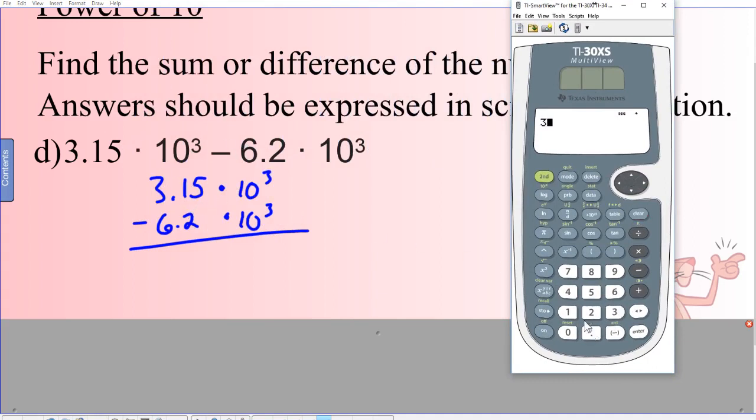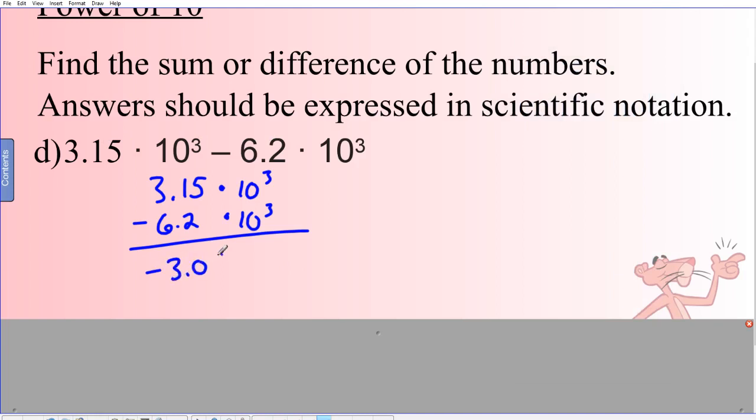Check this out, 3.15 minus 6.2. I'm subtracting just the decimal piece. 3.15 minus 6.2 equals negative 3.05 times 10 to the third. The power of 10 will stay the same. You're only subtracting the decimal pieces. And there we have it.